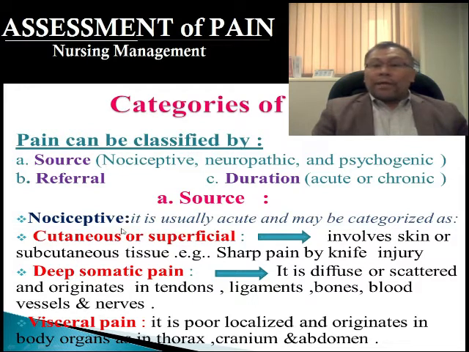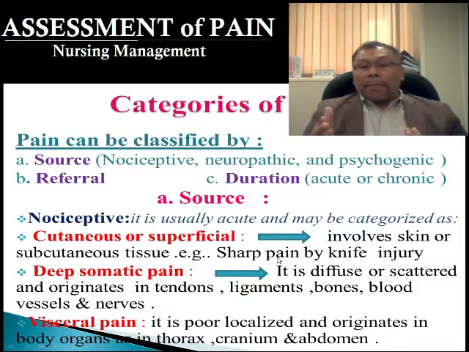It is usually acute and may be categorized as cutaneous or superficial, that involves the skin or the subcutaneous tissue. Example, the sharp pain by a knife injury. And then we have the deep somatic pain under nociceptive as source. It is diffuse or scattered and originates in tendons, ligaments, bones, blood vessels, and nerves.